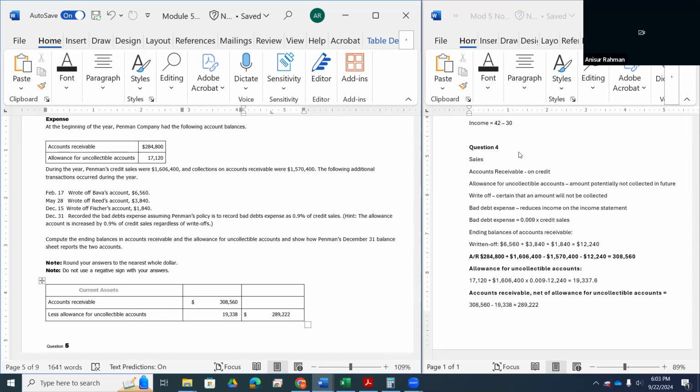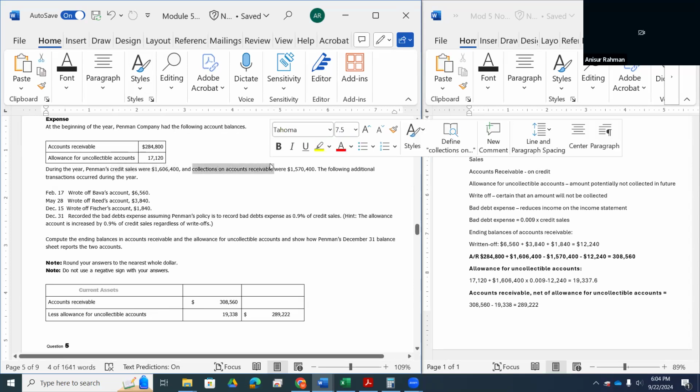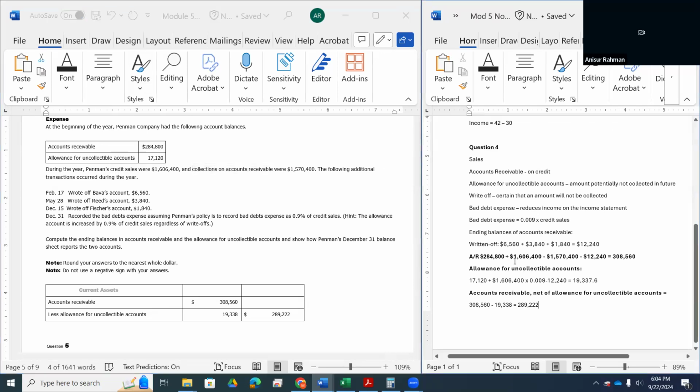So just a quick recap. This company had some amounts of accounts receivable. It had additional credit sales, and then it also collected some amount. So in calculating accounts receivable, we added the beginning accounts receivable and the credit sales, and then subtracted the amount collected.